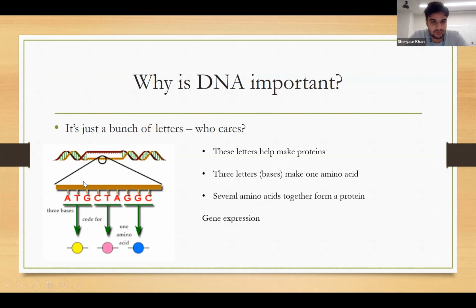To even go beyond the amino acid, you need 3 bases, and these 3 bases are also called triplets. You can have many different variations of letters to get the same amino acid, but we only have 20 amino acids, so there are not many variations of that. That's what we call gene expression: taking those letters and making amino acids to then make a protein.